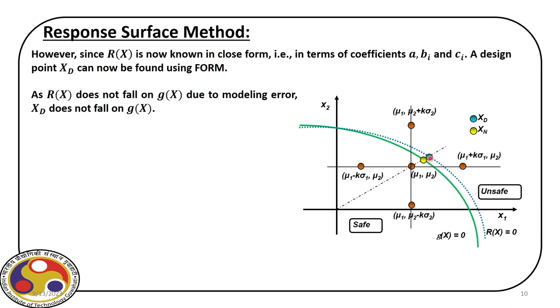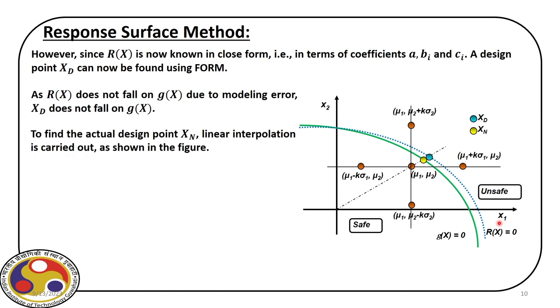Now, the moment we fit Rx, invariably we are going to have some amount of modeling error. And that's the reason this is not the true design point, because the true design point should be on the limit state. For example, say this blue dot, yellow dot, sorry. So, instead of this, we get a different design point. The reason is we work on this response surface, which has some modeling error epsilon that we always try to minimize. Now, the question is how we can find this yellow point, that is the design point on the limit state function, using the information that we have already received.